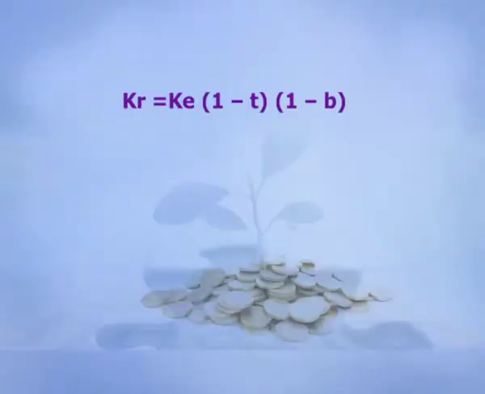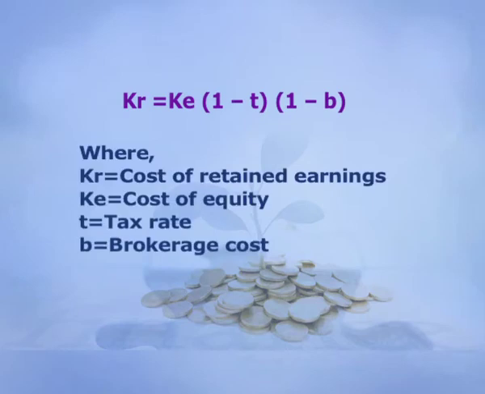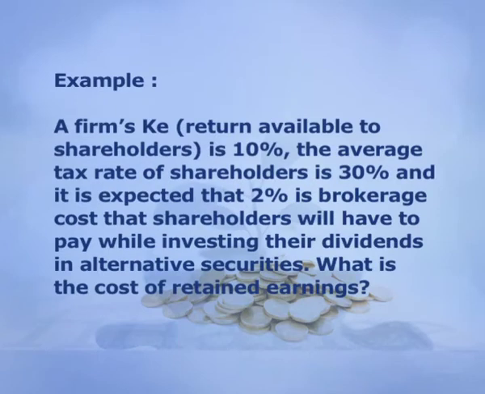But it does have a cost, which is measured as the return the shareholder has foregone by not investing his share of earnings elsewhere. Here, KR is equal to KE multiplied by (1 minus T) and (1 minus B), where KR is the cost of retained earnings, KE is the cost of equity, small t is the tax rate, and B is the brokerage cost. Let us see an example.